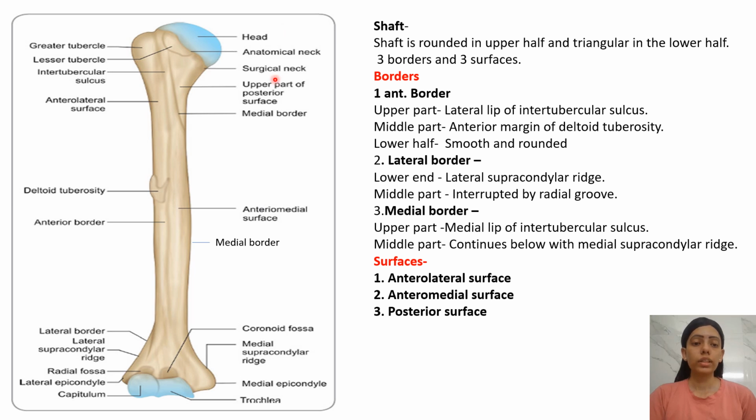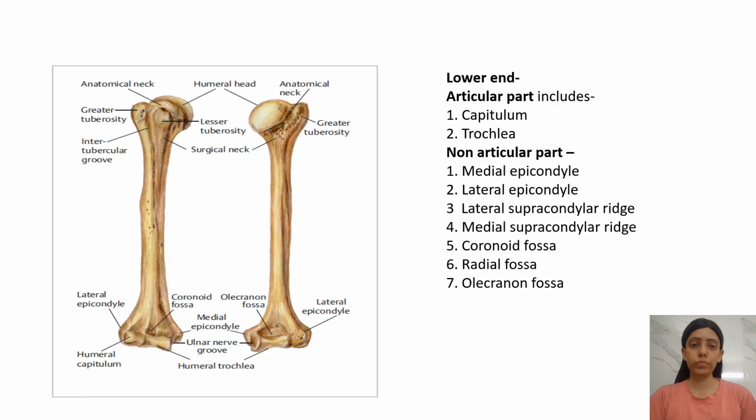Then there is the posterior surface, which lies between the medial and lateral borders. Its upper end is marked by an oblique ridge. So we have studied three borders, anterior, medial and lateral, and three surfaces, anteromedial, anterolateral and posterior.